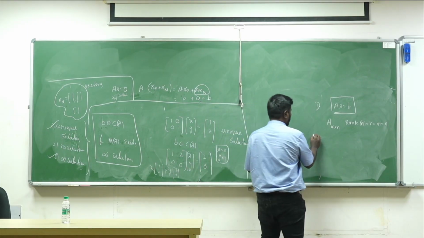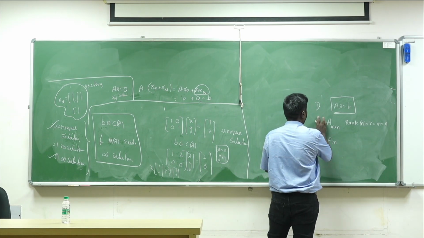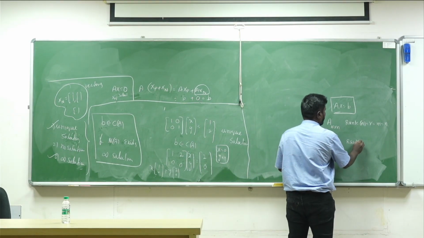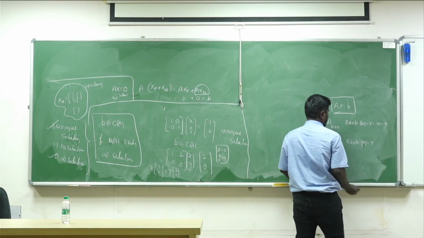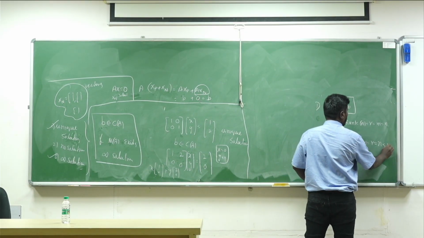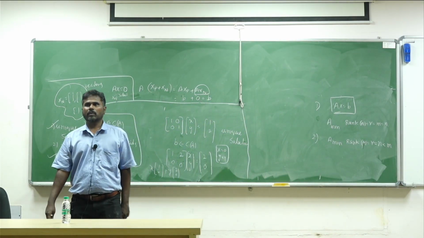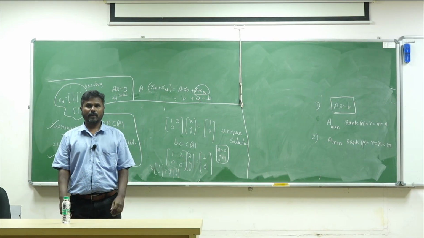The second one is, right, A is an m by n matrix. The rank of A is equivalent to n, which is less than m. Okay. This is called the full rank matrix.